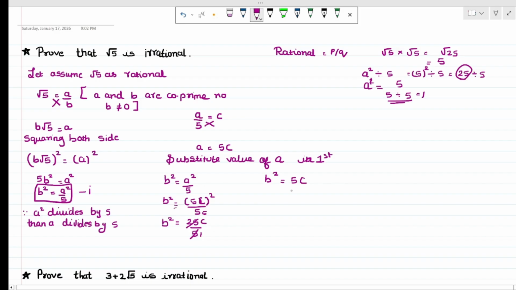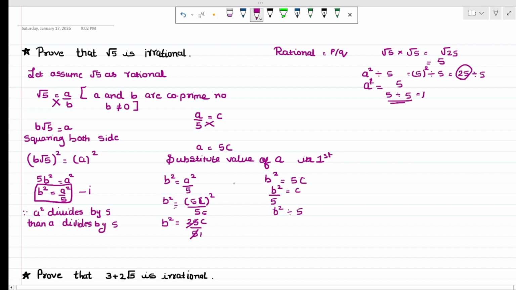Again, my 5 is in multiplication. If I am substituting it, side change, sign change, you will get 5c is B square, so c is equal to B square by 5. So what can I do? What is this equation saying to me? It's saying that my B square is also getting divided by 5. What is this equation saying? That my B square is getting divided by 5.